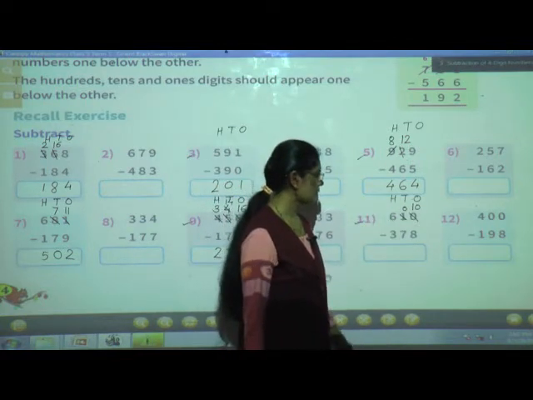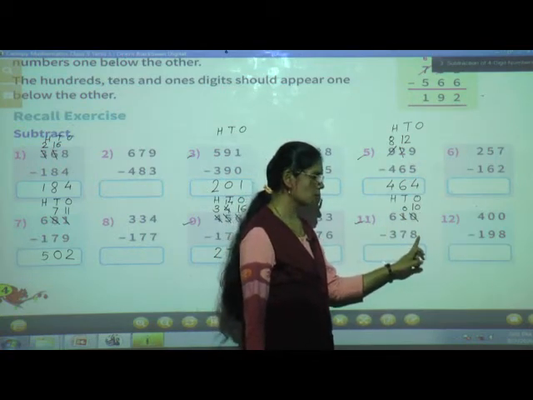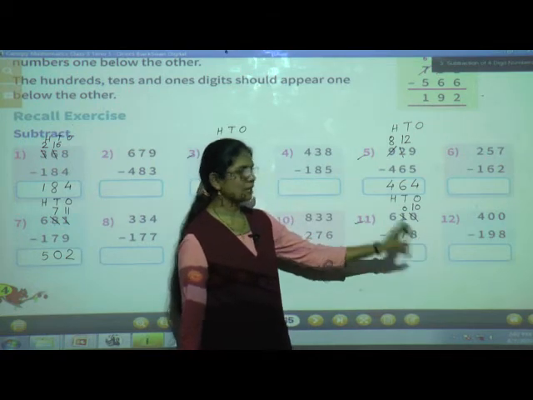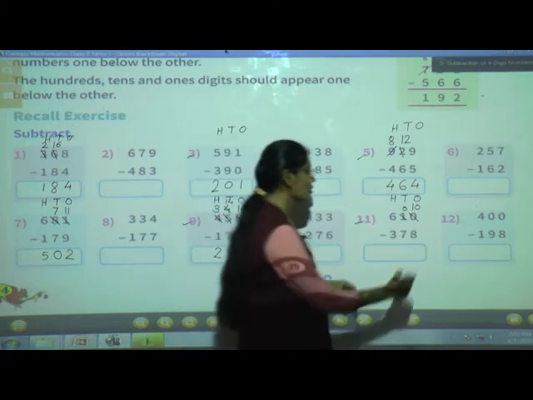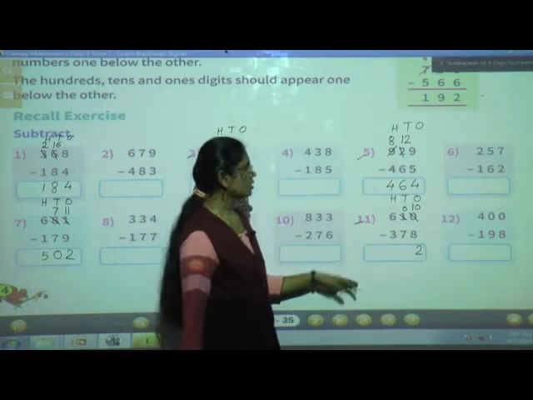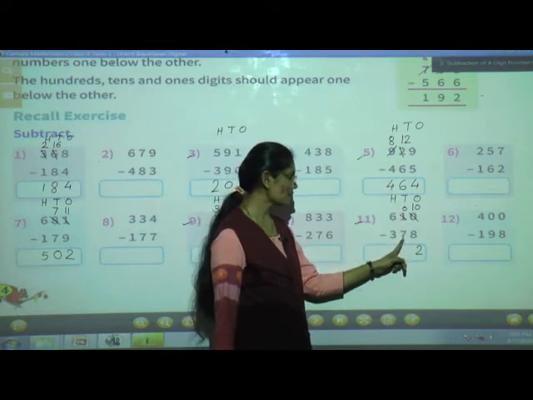See the ones place now. Here 10 and here 8 is there. 10 minus 8 you have to do. So after 8 count your fingers till 10. After 8, 9, 10. So 10 minus 8, 2. Okay. Now see the tens place. Here 0 is there, here 7 is there.